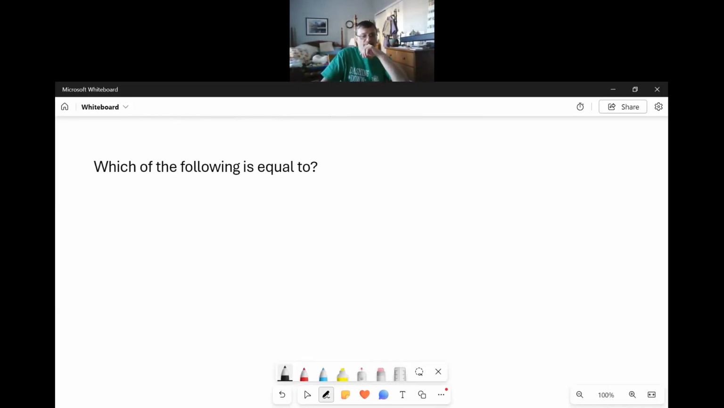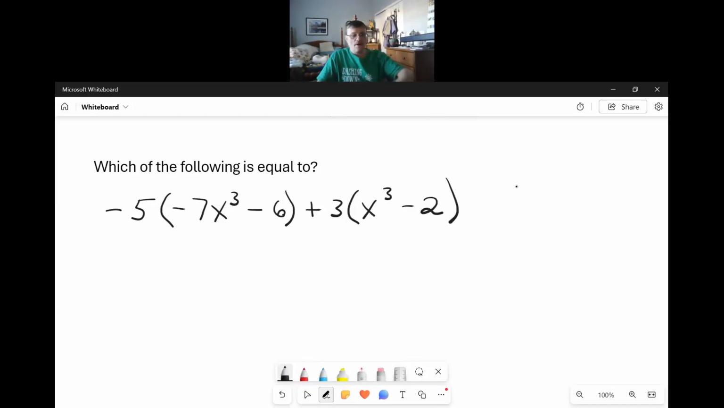So let's say we have negative 5, open parenthesis, negative 7, x to the third power, minus 6, close parenthesis, plus 3, open parenthesis, x to the third power, minus 2. Okay, so I have to take care of rule 4 first before I can do anything with rule 1 or rule 2. Multiply the negative 5 with the negative 7, and multiply the negative 5 with the negative 6 first. We're going to take care of that first.